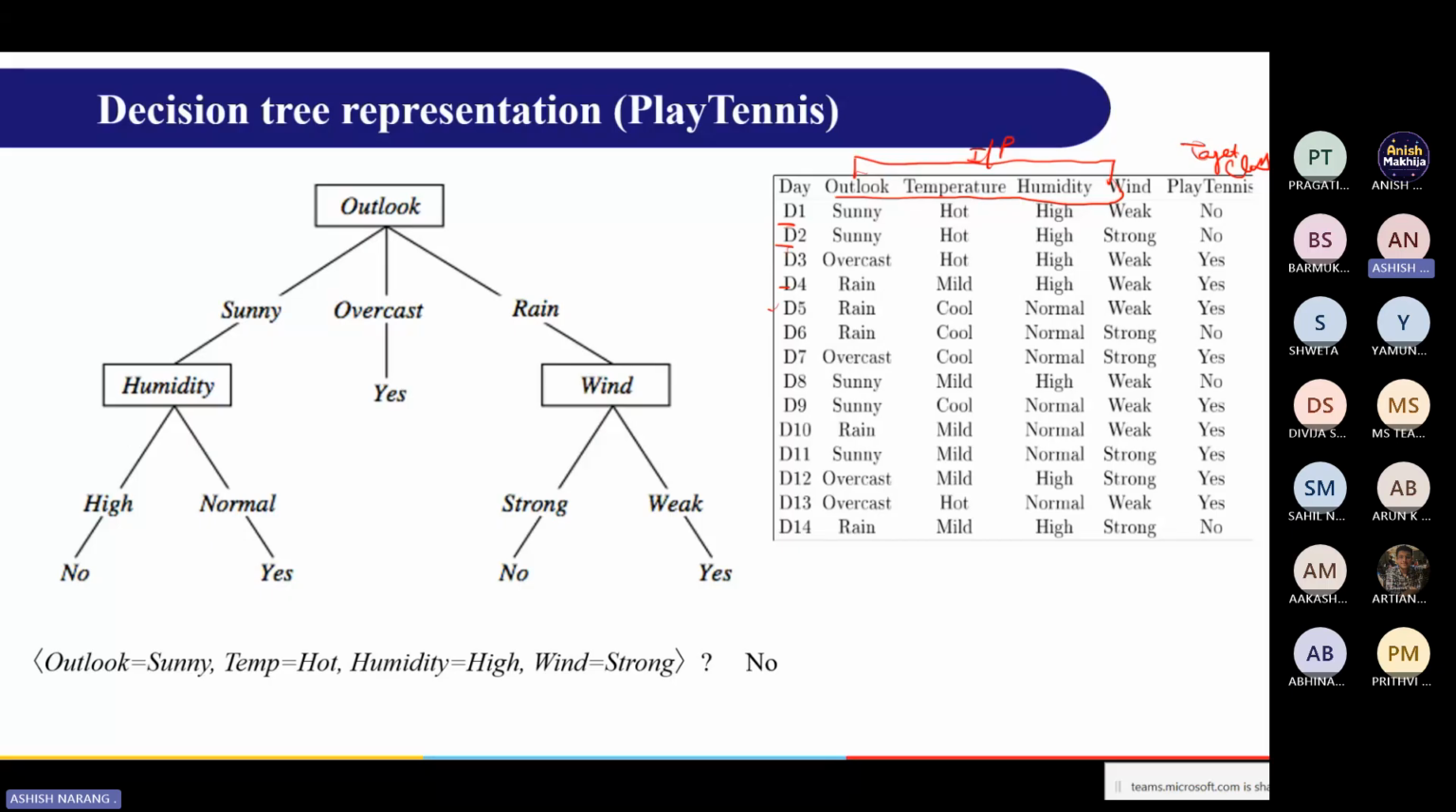So this kind of data set is given to you. How many records are there within the data set?